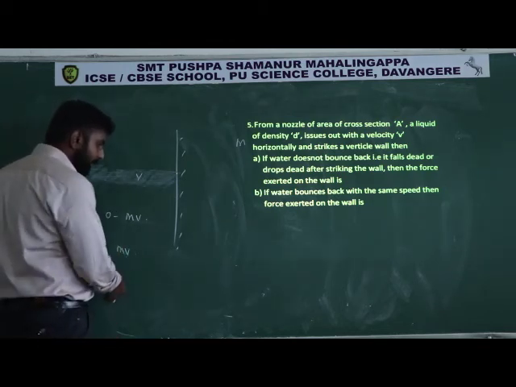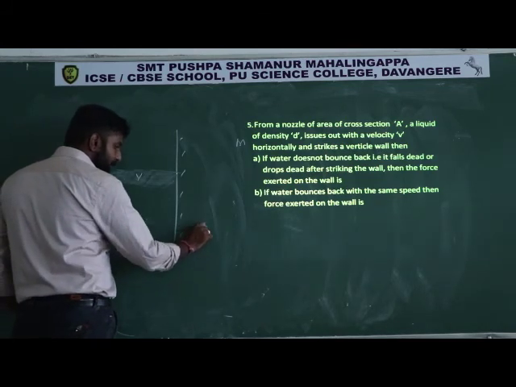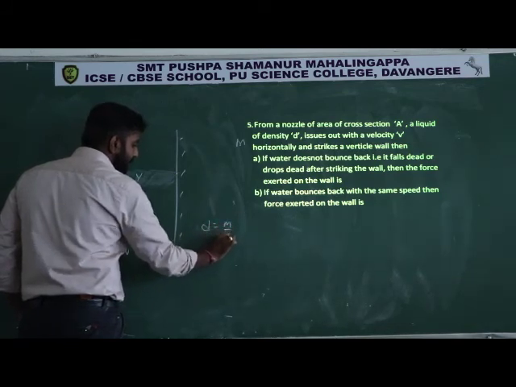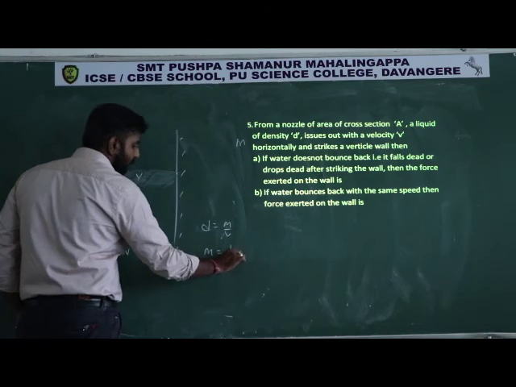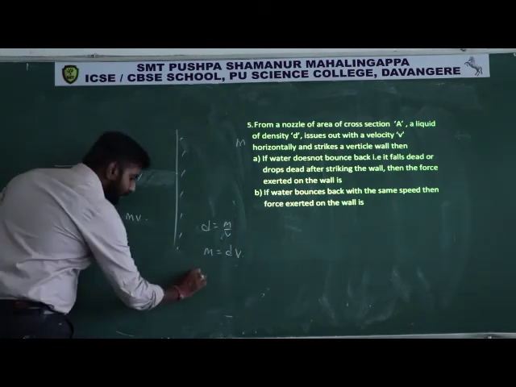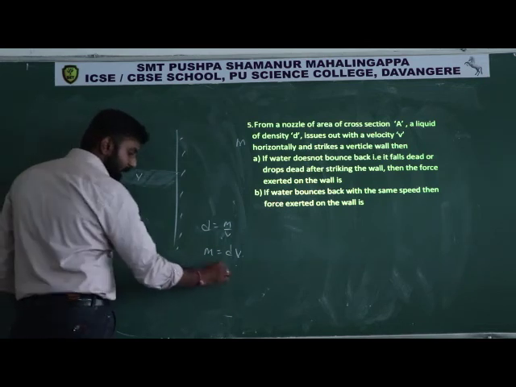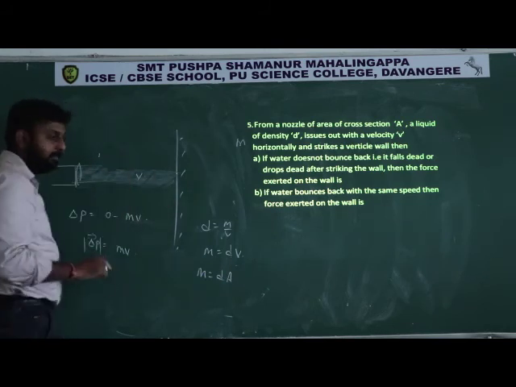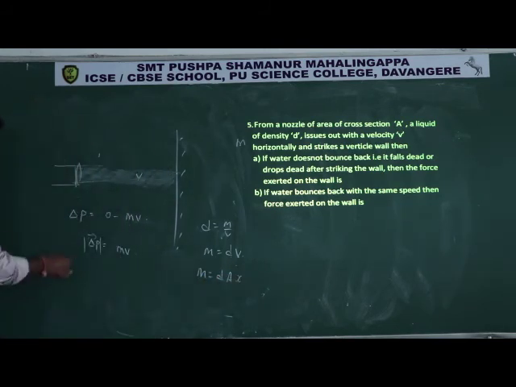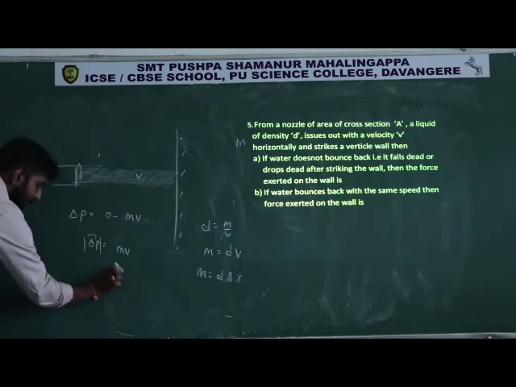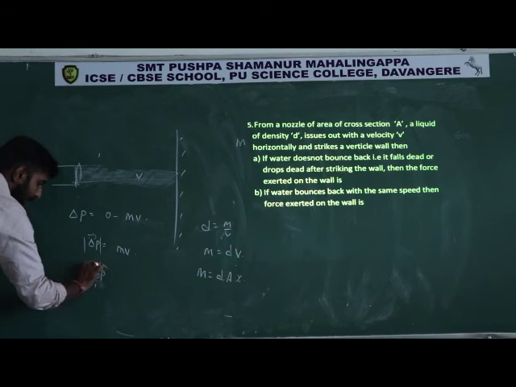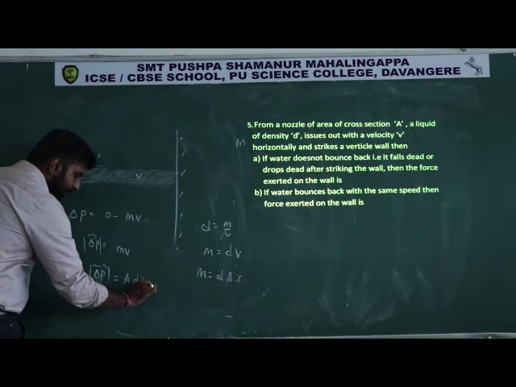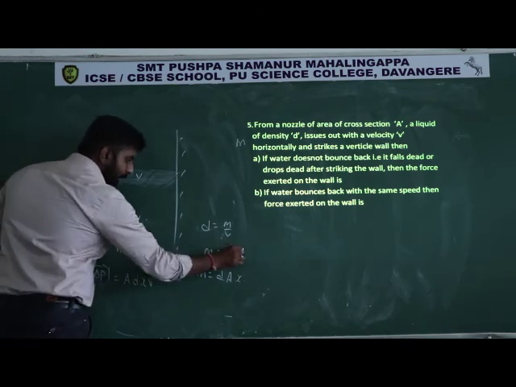Also we can express this expression in this way. Density is equal to mass by volume, which means mass is equal to density into volume, where d is density. Then m equals d, and volume we can consider as area and distance x. Then I will substitute here: the change in momentum delta P equals, in the place of m, A d x, into v. Here this v is velocity.